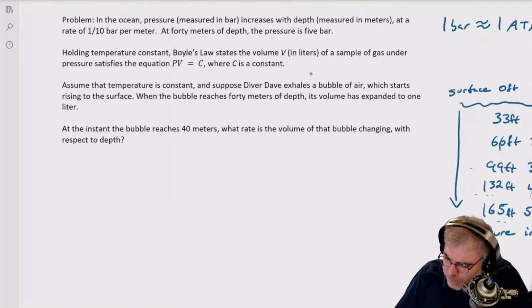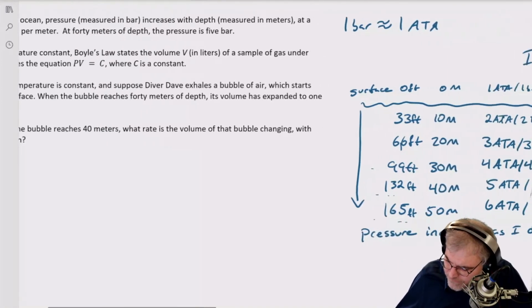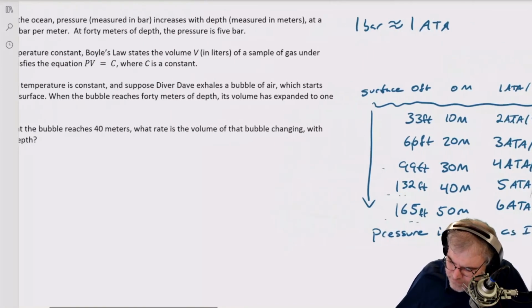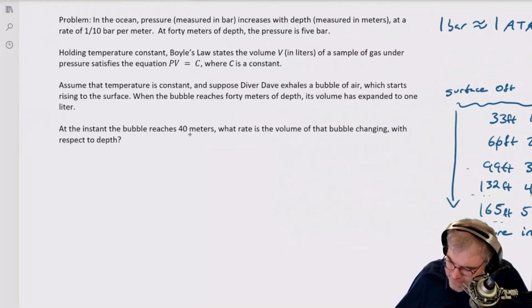So that's Boyle's law. Boyle's law states that the volume in liters of a sample of gas under pressure satisfies this equation. If you're down at 100 feet, you hold your breath, come to the surface, your lungs explode. Now, assuming that temperature is constant, suppose a deep diver, Diver Dave, exhales a bubble of air, which rises to the surface. He's a trained technical diver, by the way, since he's diving deeper than 40 meters.